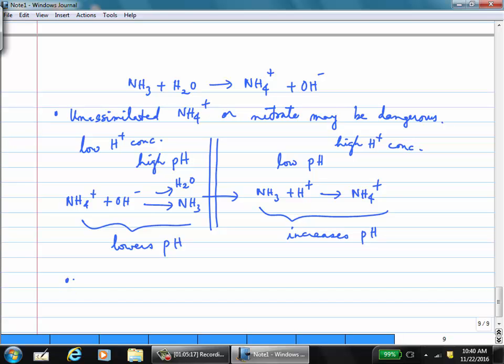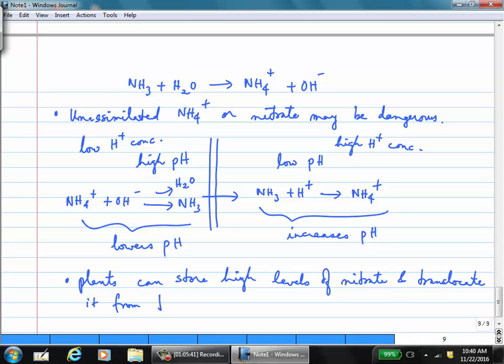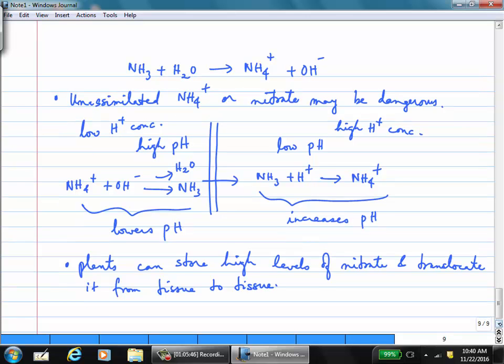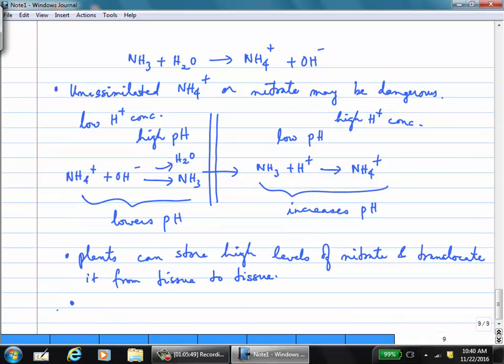Now plants can store high levels of nitrate and translocate it from tissue to tissue. Now for animals and humans, that's a problem, all right? If you have high levels of nitrate, or if you take food containing too much nitrate, you're asking for trouble, okay?